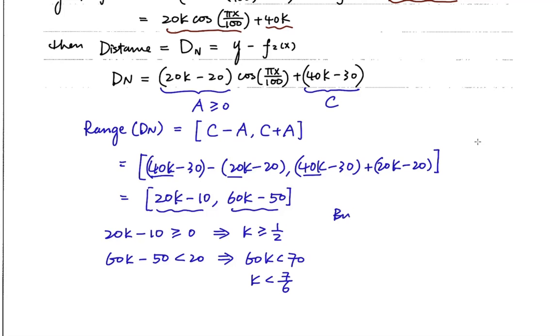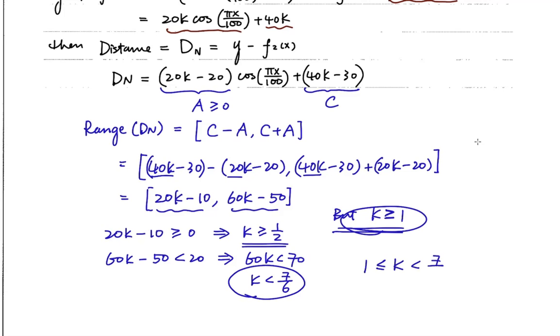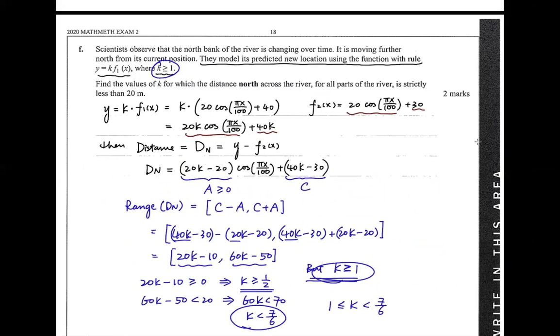But k is already restricted as being greater than 1. So this one overrides k greater than or equal to half. Therefore, we combine these two together. 1 smaller than or equal to k, smaller than 7 on 6. Some people, I think, included smaller than or equal to, which is not correct, because we want the distance strictly smaller than 20. So we can't have an equal sign here. Okay? This is our final answer.